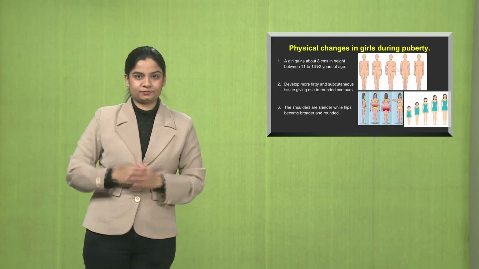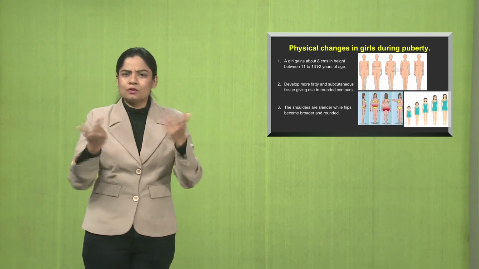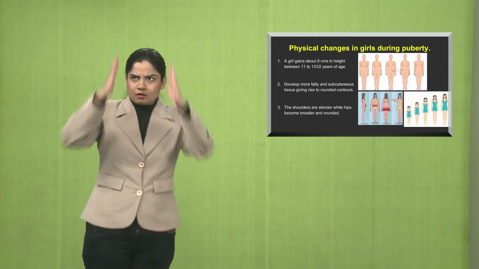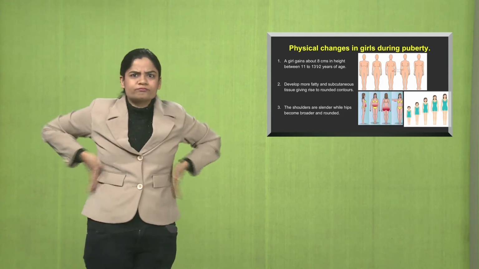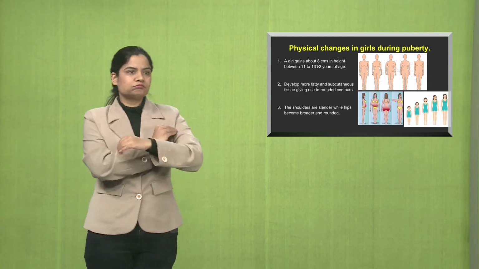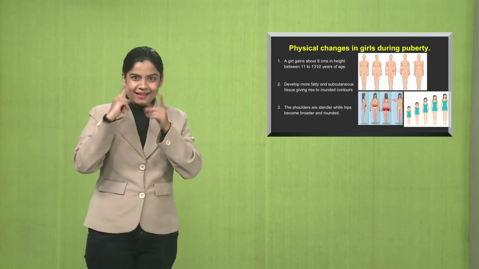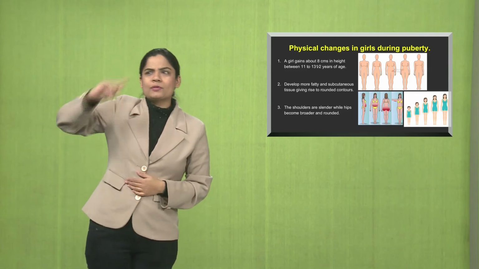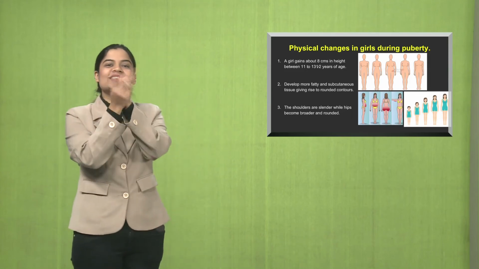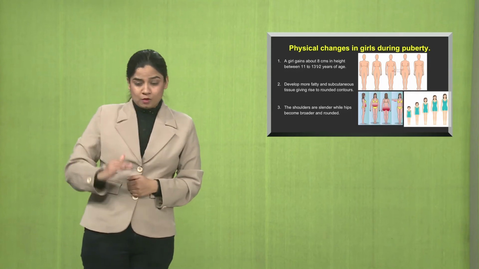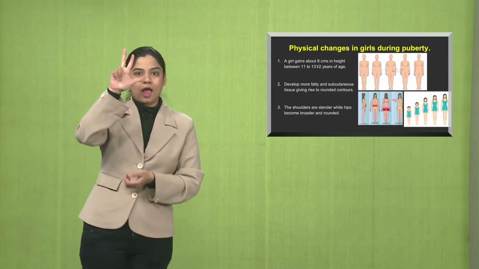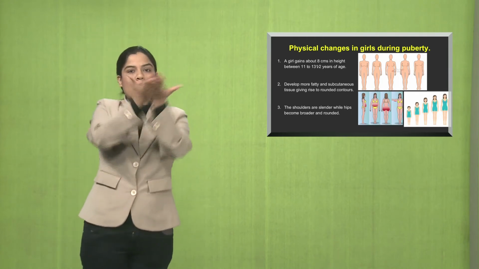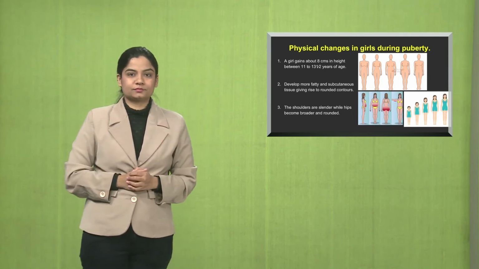What are the physical changes in puberty in girls? Let me explain. The height. They develop more fatty and rounded contours in their body. Their hips become broader and rounder, and their face also starts to change. A girl gains about 8 centimeters of height between the age of 11 and 13 years. So those are the changes you see in girls in puberty.